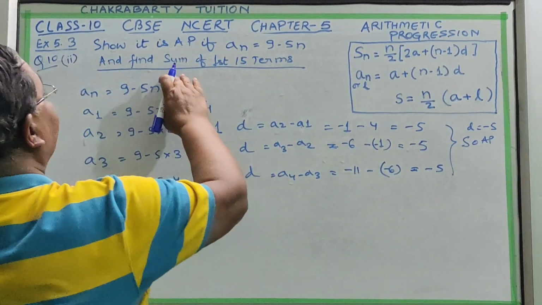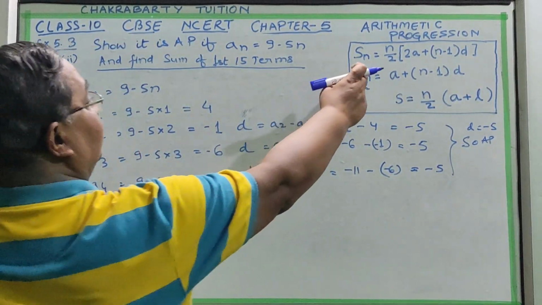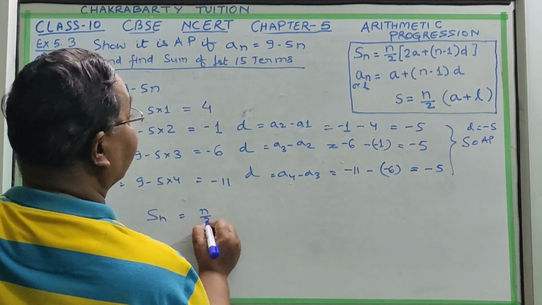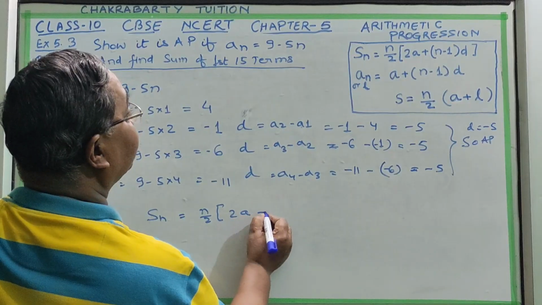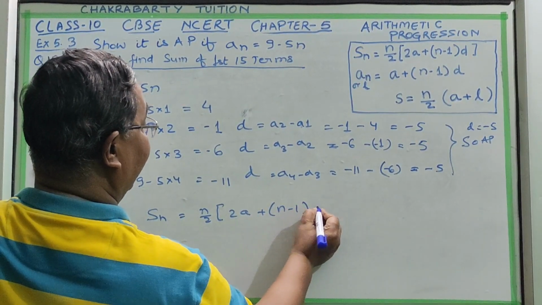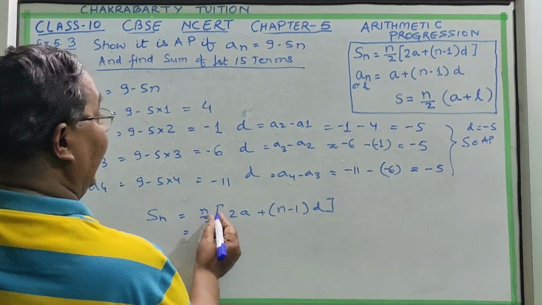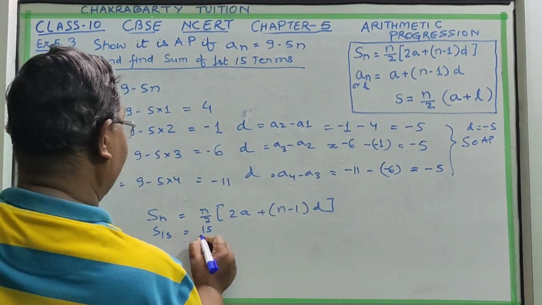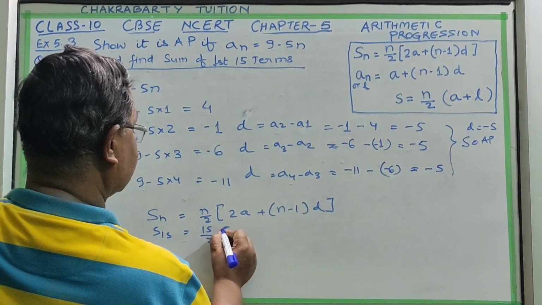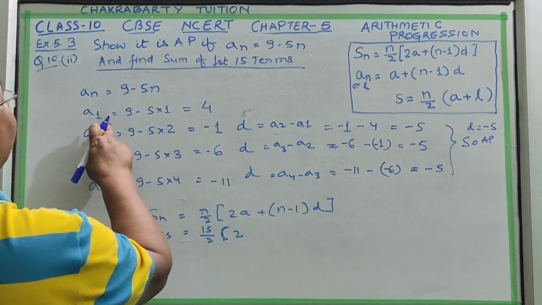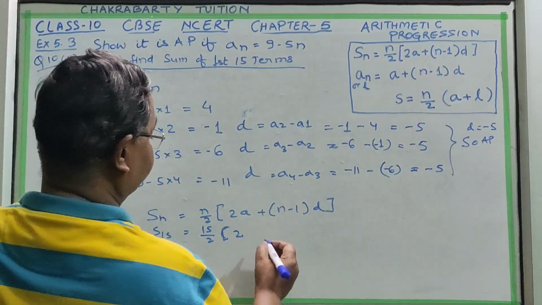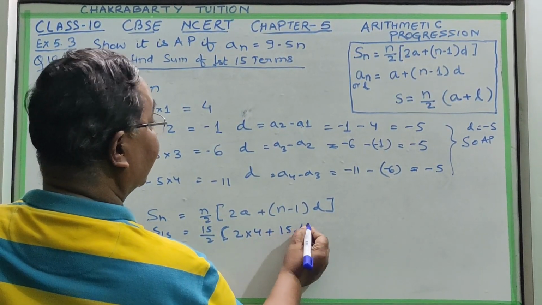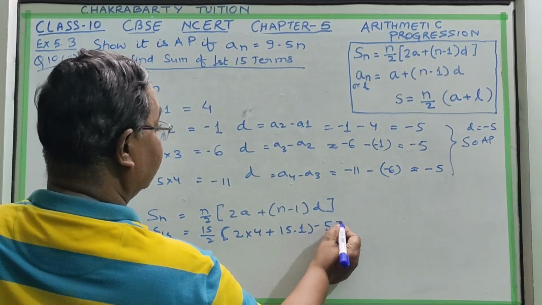Now you have to find the sum of the first 15 terms. So the sum of 15 terms: Sn is equal to n upon 2 into 2a plus n minus 1 into d is your formula. So here n is 15, S15 you have to find out, equal to 15 upon 2 into 2a, a is 4, plus 15 minus 1 into d, d is minus 5. This equation we will solve.